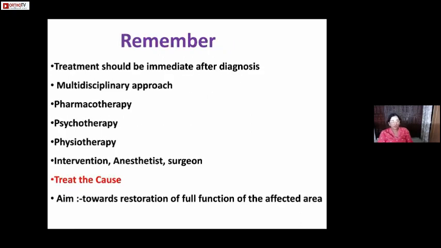So it is important to restore the full function of the affected area of the CRPS, and the treatment should be immediate after diagnosis, and it should involve a multidisciplinary approach with the combination of pharmacotherapy, psychotherapy, physiotherapy, and intervention of a pain therapist, which is usually the anesthetist, and the treating surgeon. And it is important to treat the cause, whether it is a neural injury or whether it is related to trauma, and try to improve the patient's pain.